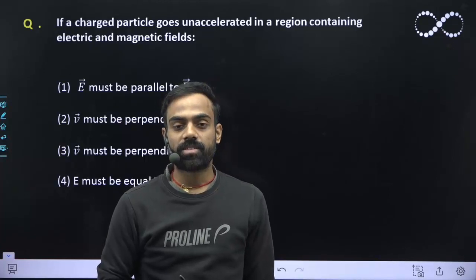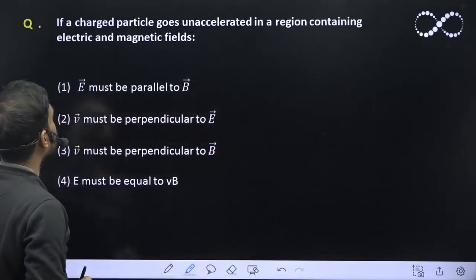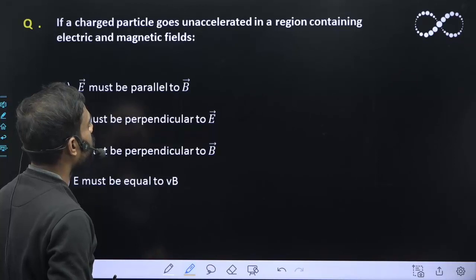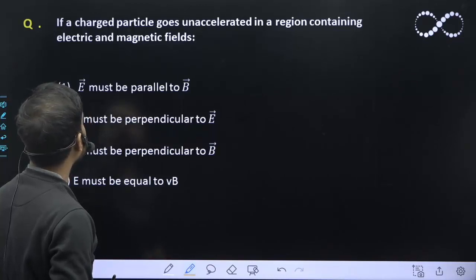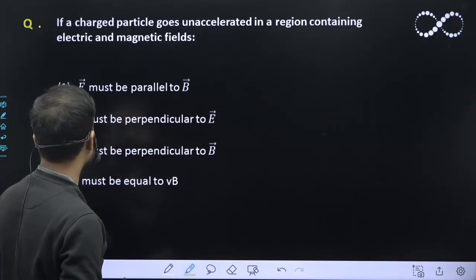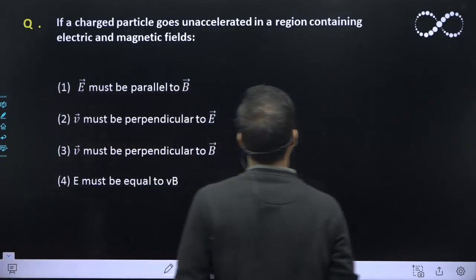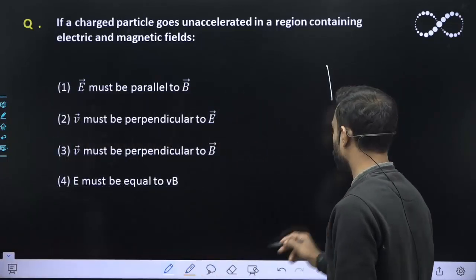Hello students, let us see this question here. It is saying, if a charged particle goes unaccelerated in a region containing the electric field and magnetic field, then four options are there. So let us see the reason.